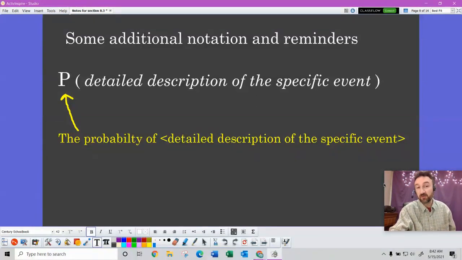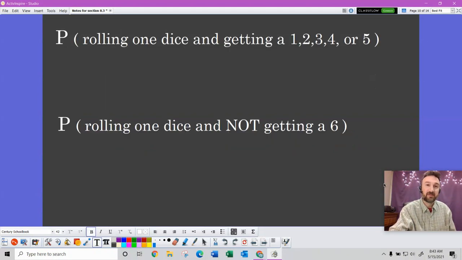So when you're looking at problem number 2, what is the probability of looking in your list and finding the letter combination EAT? So how many times does that happen in your list, divided by how many things are actually in the total list? Some other combinations here. So P and then rolling a die once and getting a 1, 2, 3, 4, 5. Or what is the probability of rolling a die and not getting a 6?